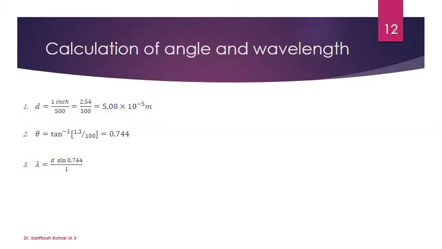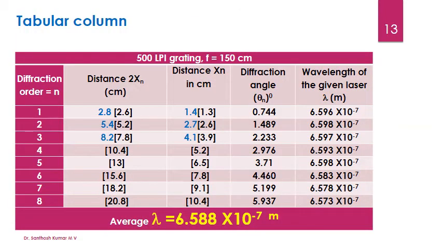For the first order, the value of lambda is equal to d sin theta divided by n, where theta is 0.744 and n is 1. So finally we will get the values. You can see the different values noted in the tabular column for the first order. Experimentally, I have used the blue color values, which are experimentally verified, but I have taken the old value that is written in the bracket. I have calculated the same value and determined the wavelength, which is given in the tabular column.